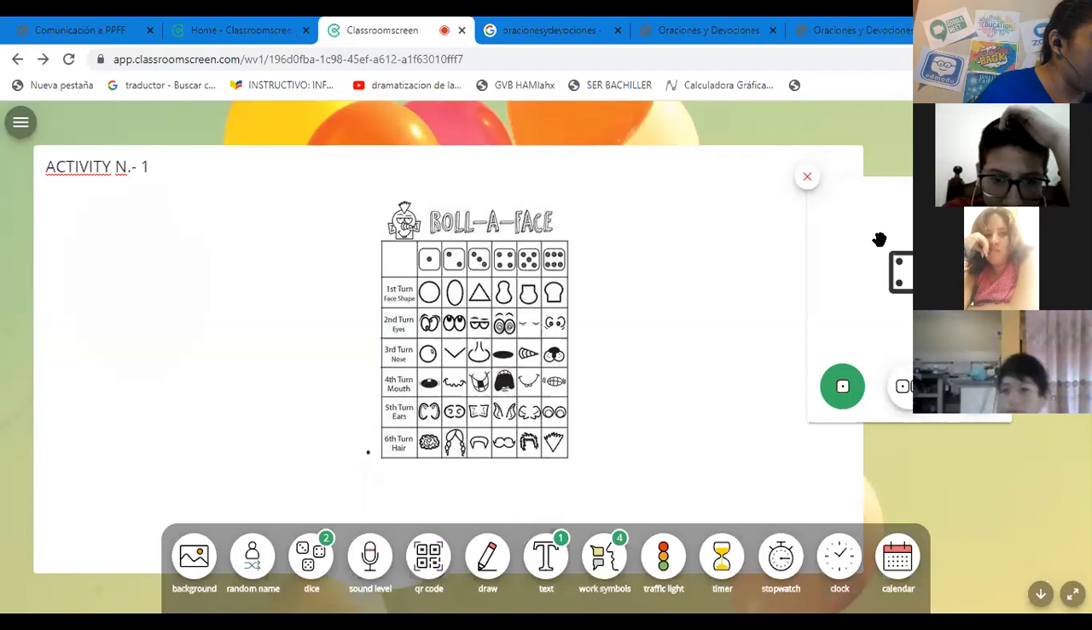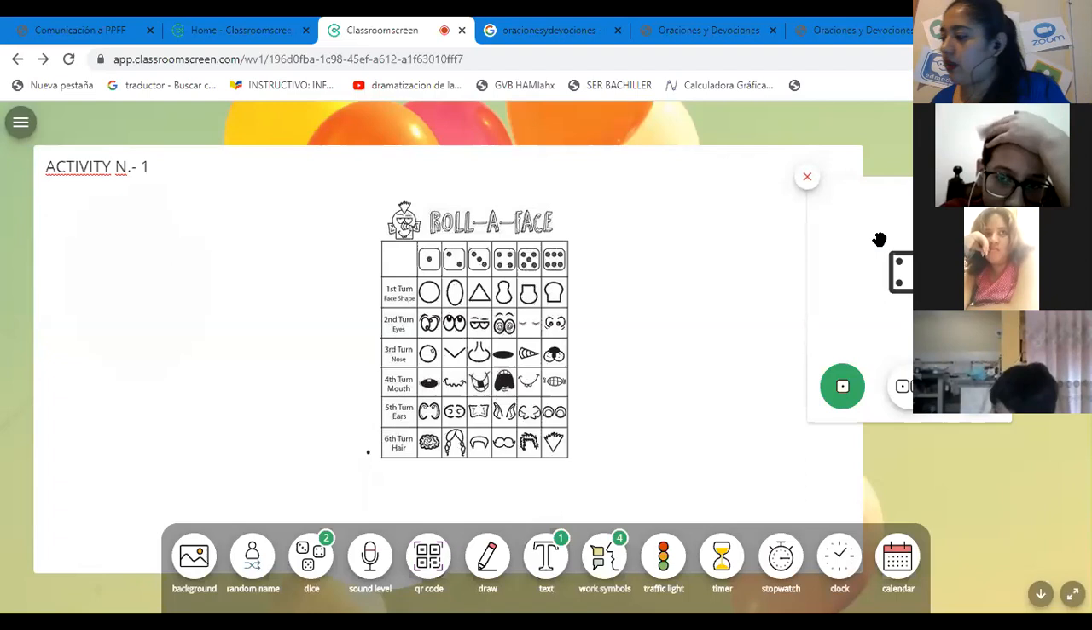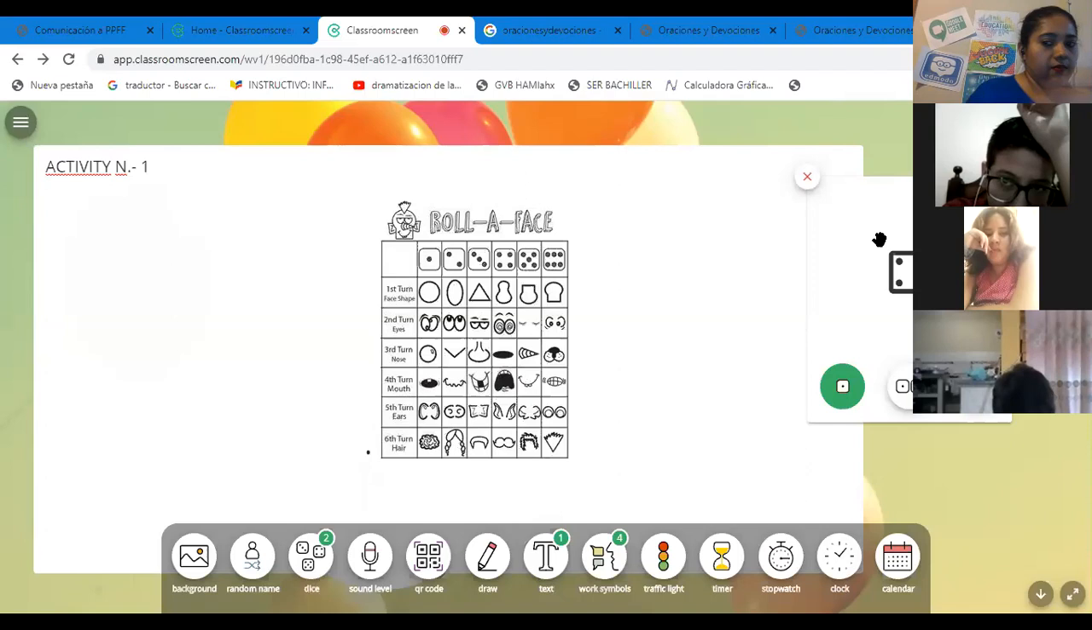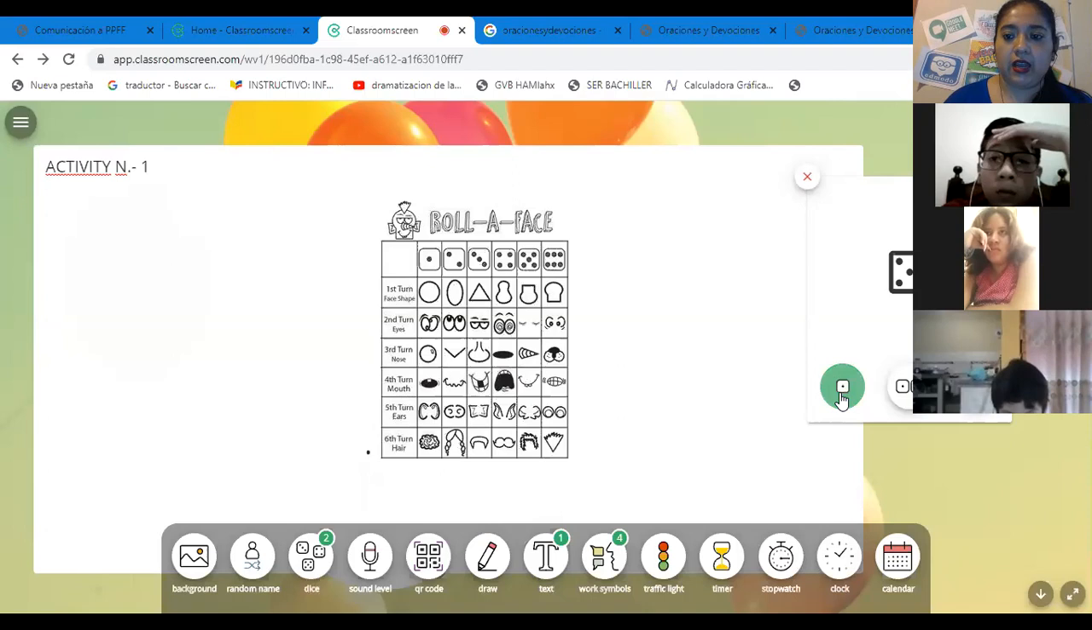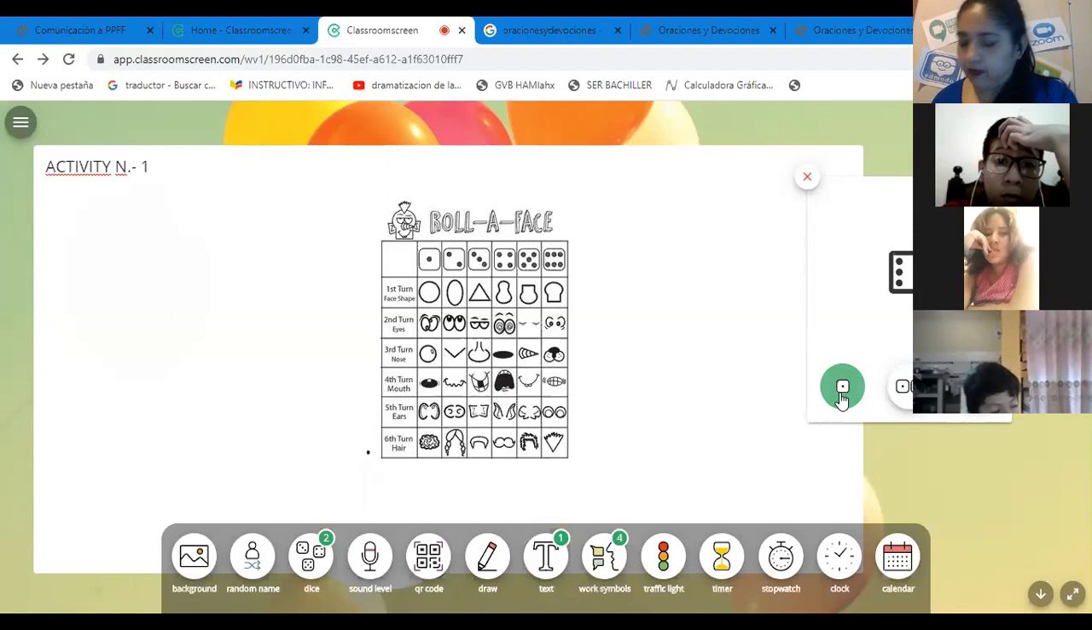Okay, I find a sheet. Please wait a minute. Okay, this is my sheet. The first turn, you look at the number. Number six, okay. You draw this face shape, a big face. Dibújenlo en grande, a big face.